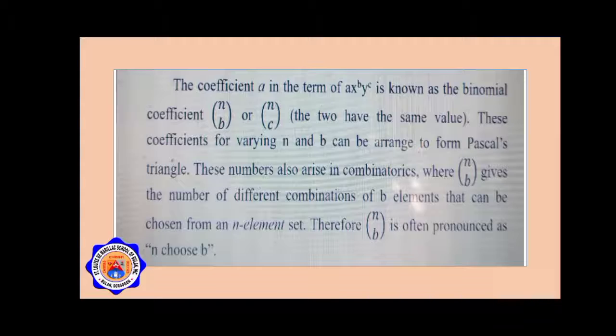These numbers also arise in combinatorics, where n choose b gives the number of different combinations of b elements that can be chosen from an n-element set. Therefore, n choose b is often pronounced as "n choose b."